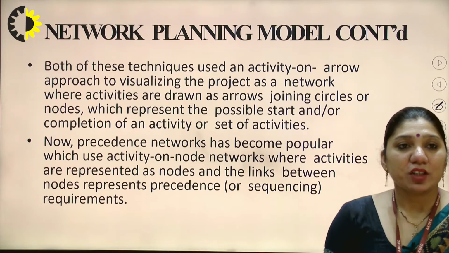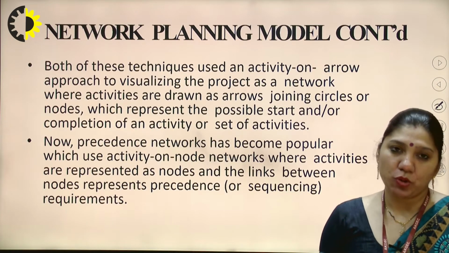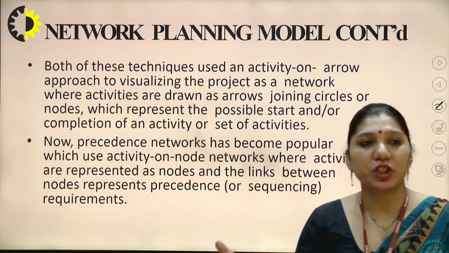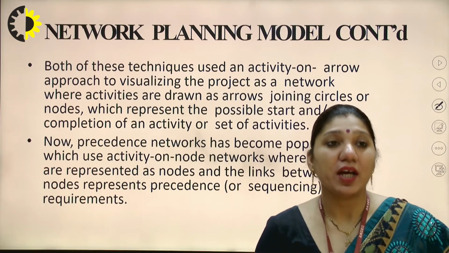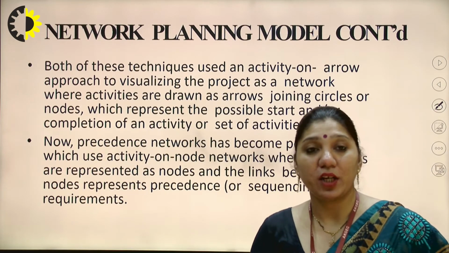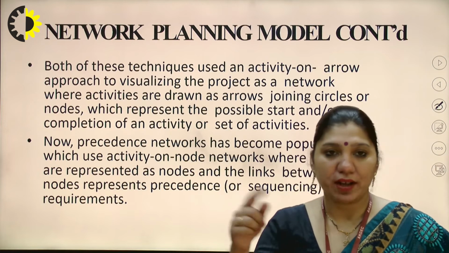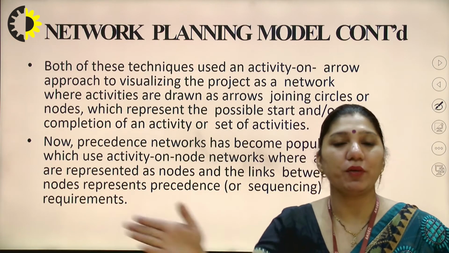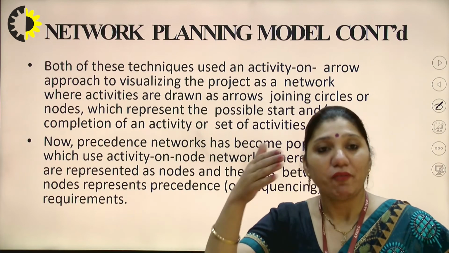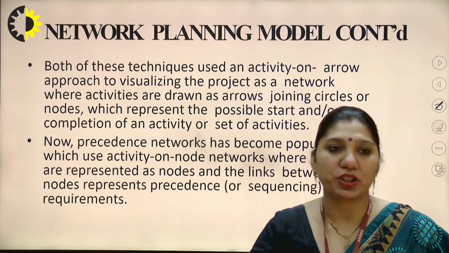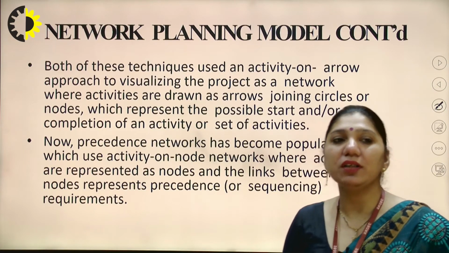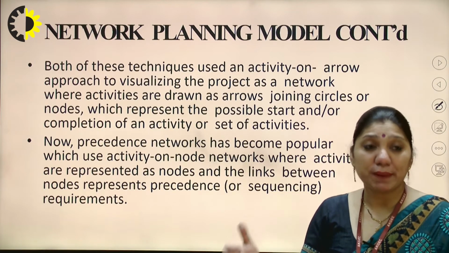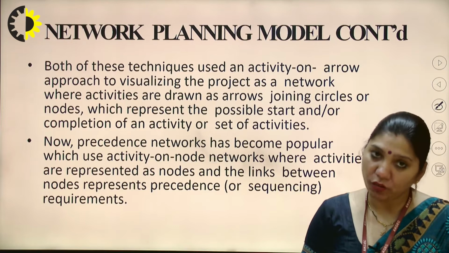Both of these techniques use an activity-on-arrow approach. We have to show the arrow representation to visualize the project as a network where activities are drawn as an arrow joining circles or nodes. We have the nodes, we have the lines between them, and we have to show the flow from the starting node to the ending node between all the nodes present during the project completion. Okay, so it's mentioned they represent the possible start or completion of an activity or a set of activities.